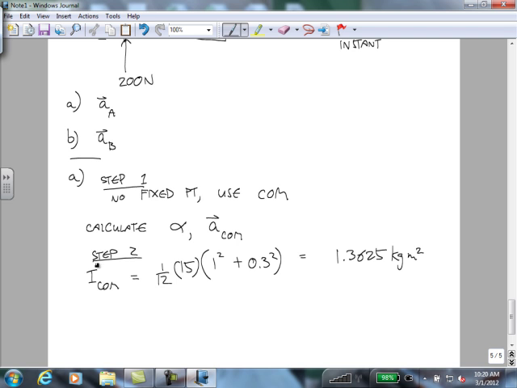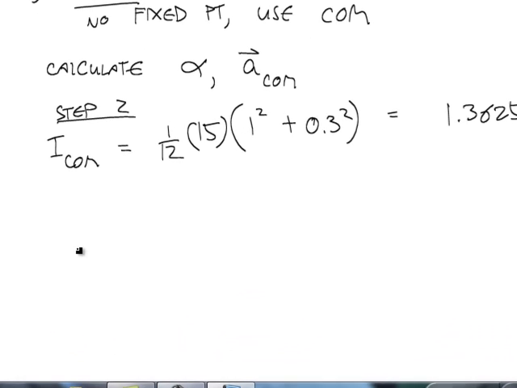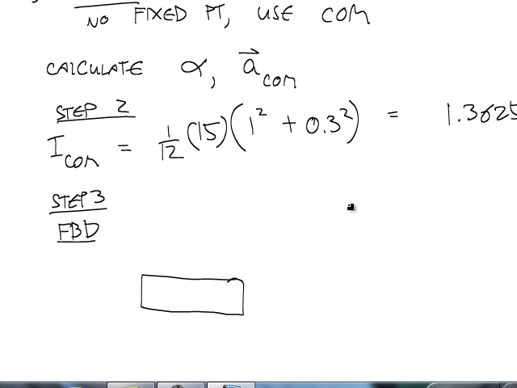Step 3, free body diagram. Just looks like that. There's just that one force. What about gravity and the normal force? Those are just out of the plane. Like those are there, but they're not showing up in our plane analysis.